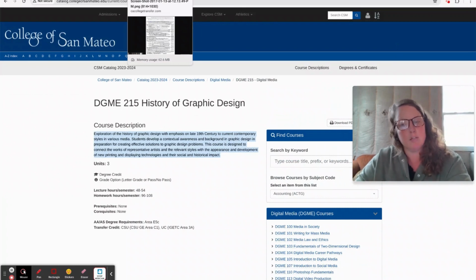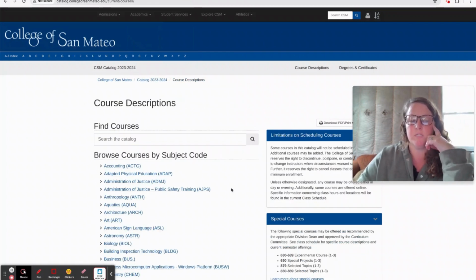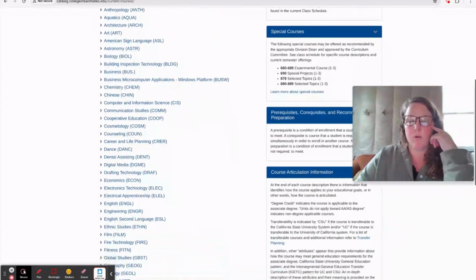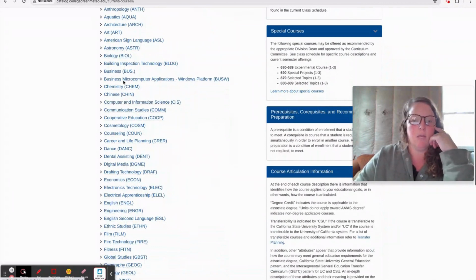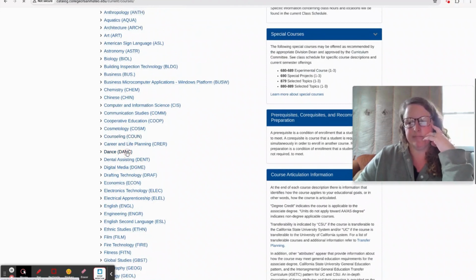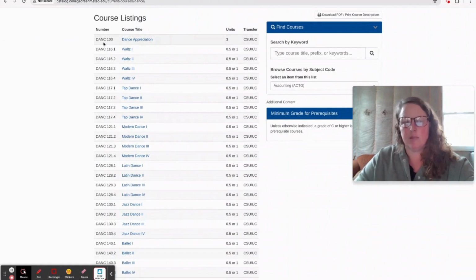Of course, your college website would have this, so like this is the College of San Mateo, right? This is their catalog. This is their course description. So you would go to course descriptions and you would say, I want to know which courses they have in, let's see, dance. So there's dance appreciation, dance 100, dance 116.1, waltz 1, 116.2, waltz 2, waltz 3.